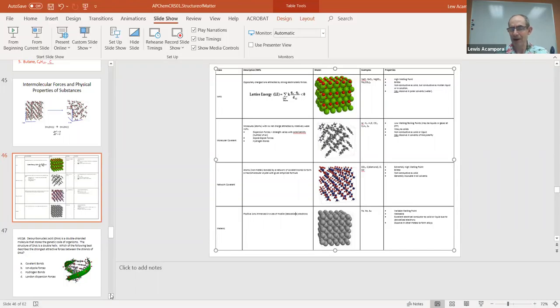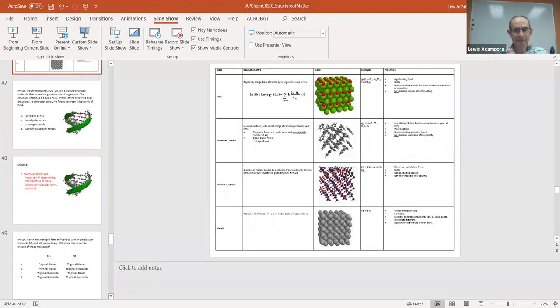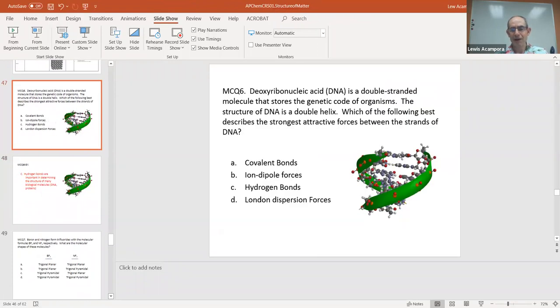But again, don't memorize properties. Interpret properties in terms of the model that you're building, and in terms of what the two questions are: what are the relevant particles here, and what are the forces between those particles? So let's look at how this might be assessed.